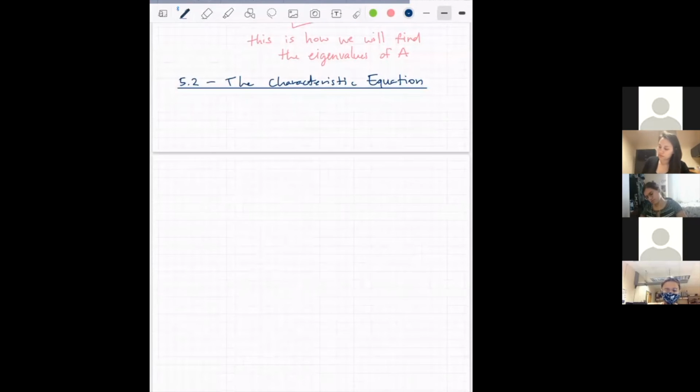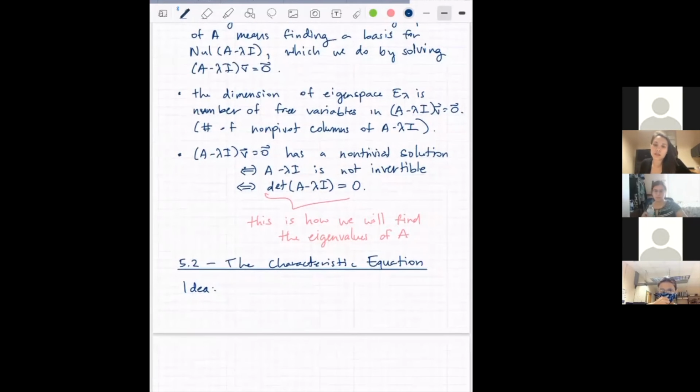Okay, so the idea here. Oh, so if you can scroll back up? Oh yeah, sure. So does this use the fact that it has a non-trivial solution to say that it's not invertible? Is this part of the invertible matrix theorem? Yeah, exactly.